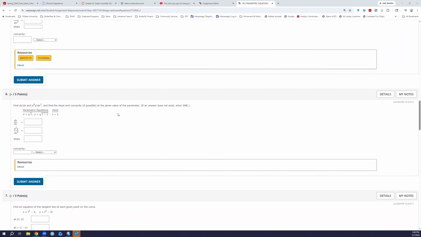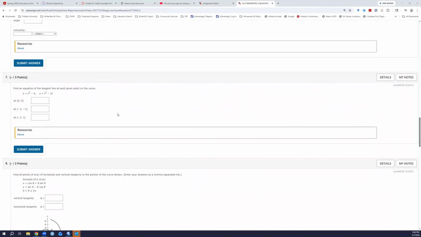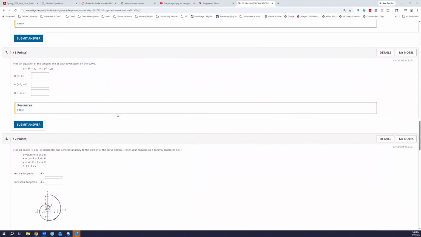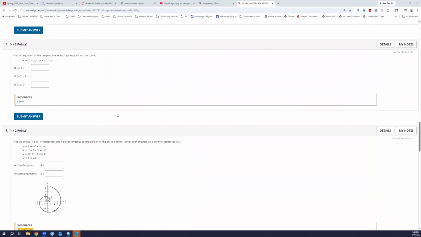So I want to sort of switch gears and go to number 7 here, which is changing the question type to something that's a little bit more involved. This is finding the equation of a tangent line at a given point on the curve. So let's see what they give us here. They've given us our x and y parametric equations. So we need to find the equation of the tangent line at each of these points, and they've provided 3 different points for this curve.